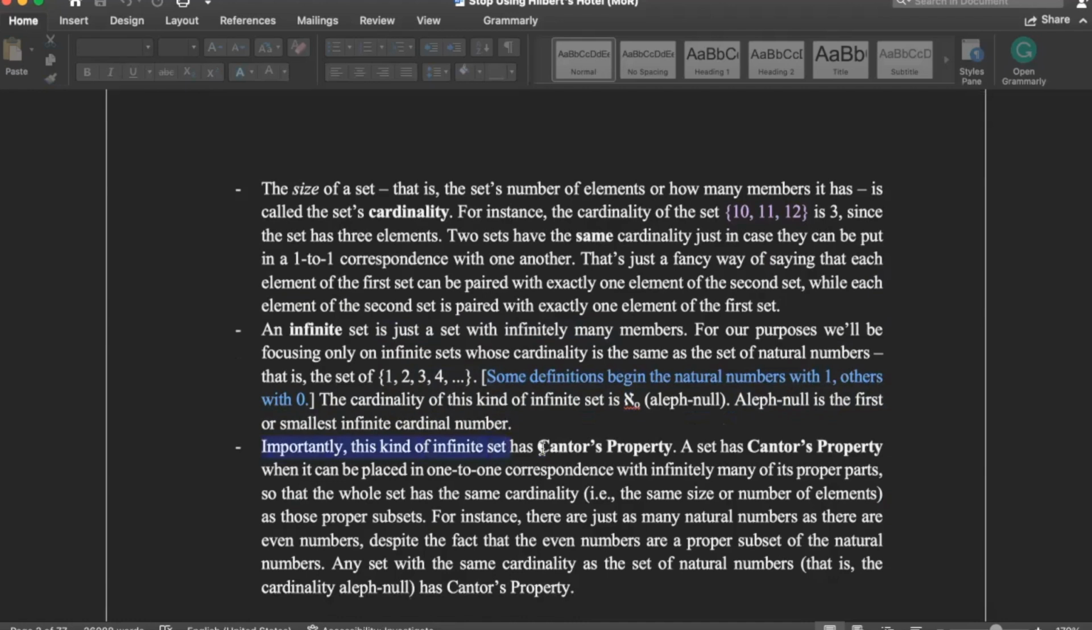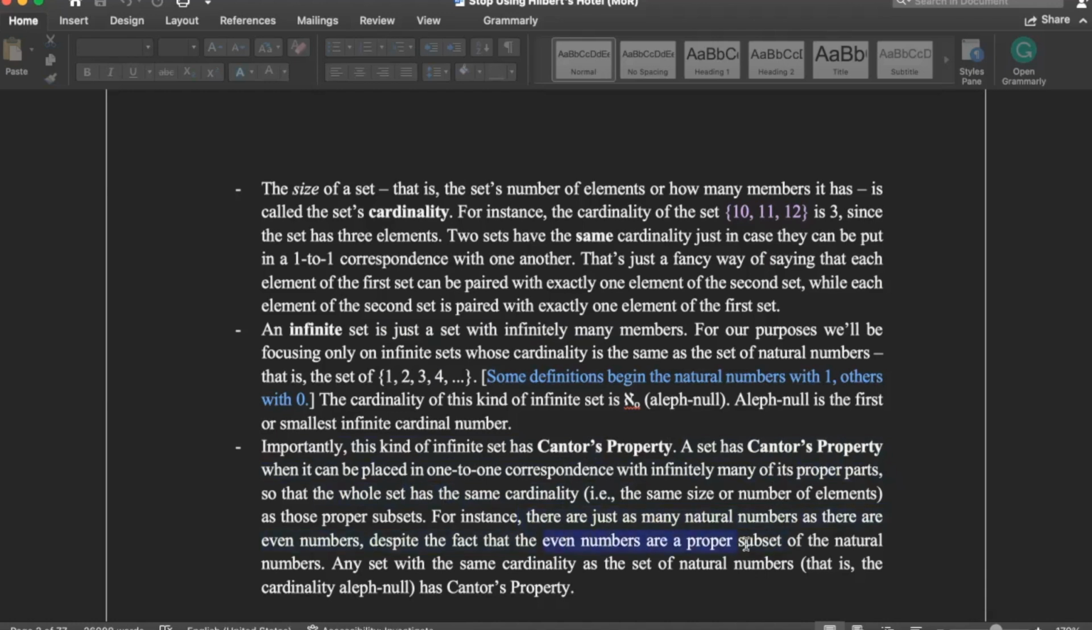Now, importantly, this kind of infinite set has Cantor's property. Georg Cantor was a German mathematician. A set has Cantor's property when it can be placed in a one-to-one correspondence with infinitely many of its proper parts or its proper subsets. And what that means is that the whole set has the same cardinality, that is, the same size or number of elements as those proper subsets or proper parts. For instance, there are just as many natural numbers as there are even numbers, despite the fact that the even numbers are a proper subset of the natural numbers.